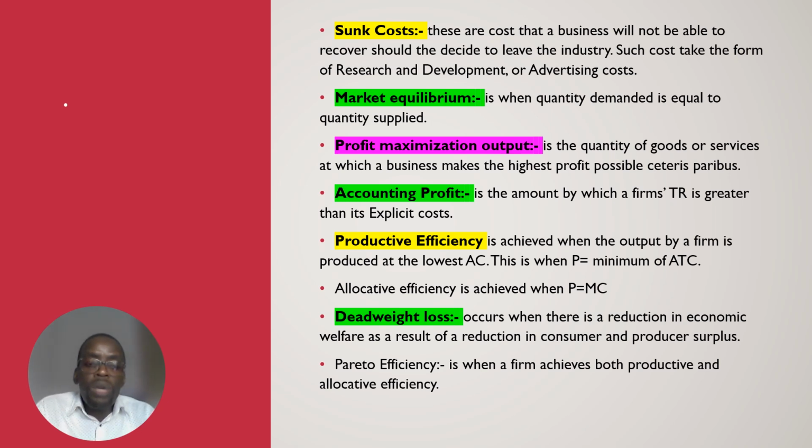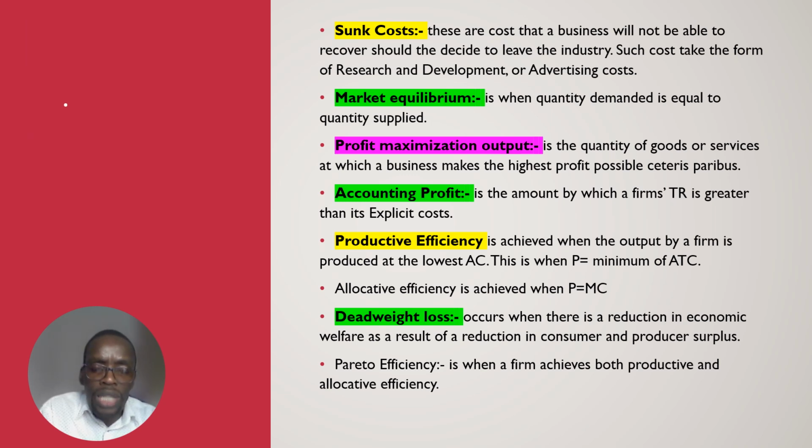Okay, then we also have what is called profit maximization output. Now, when we talk about profit maximization output, learners, this is the quantity at which the business is going to maximize its profits. Are we together there? What it would mean is the quantity of output at which the business is going to realize the highest amount of profit.